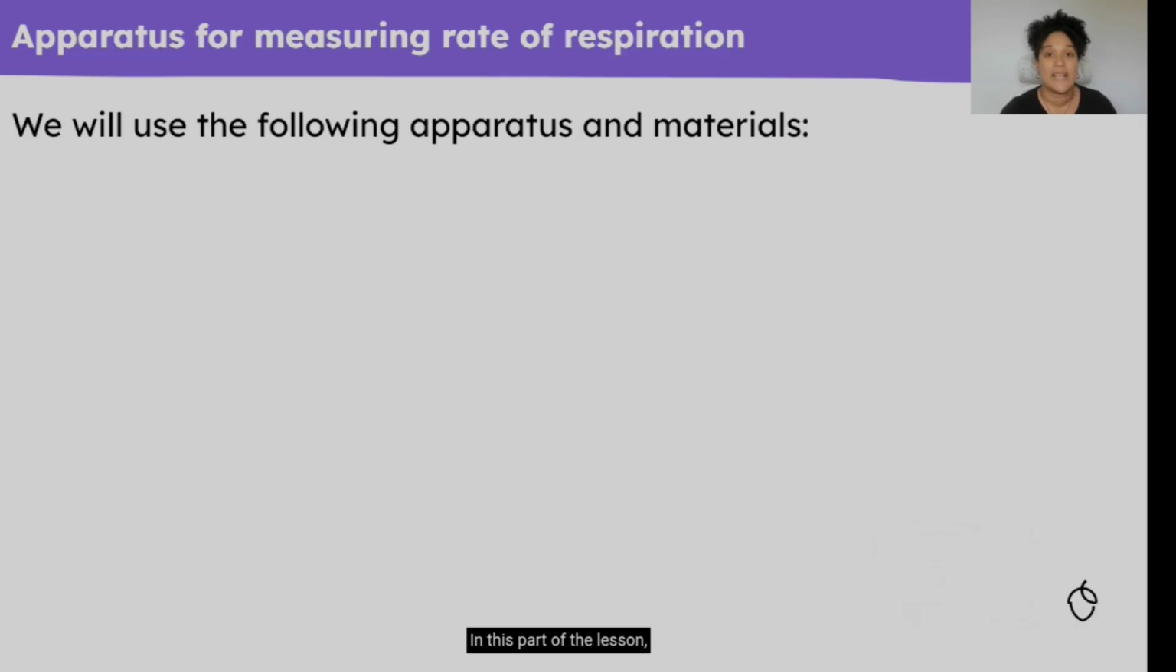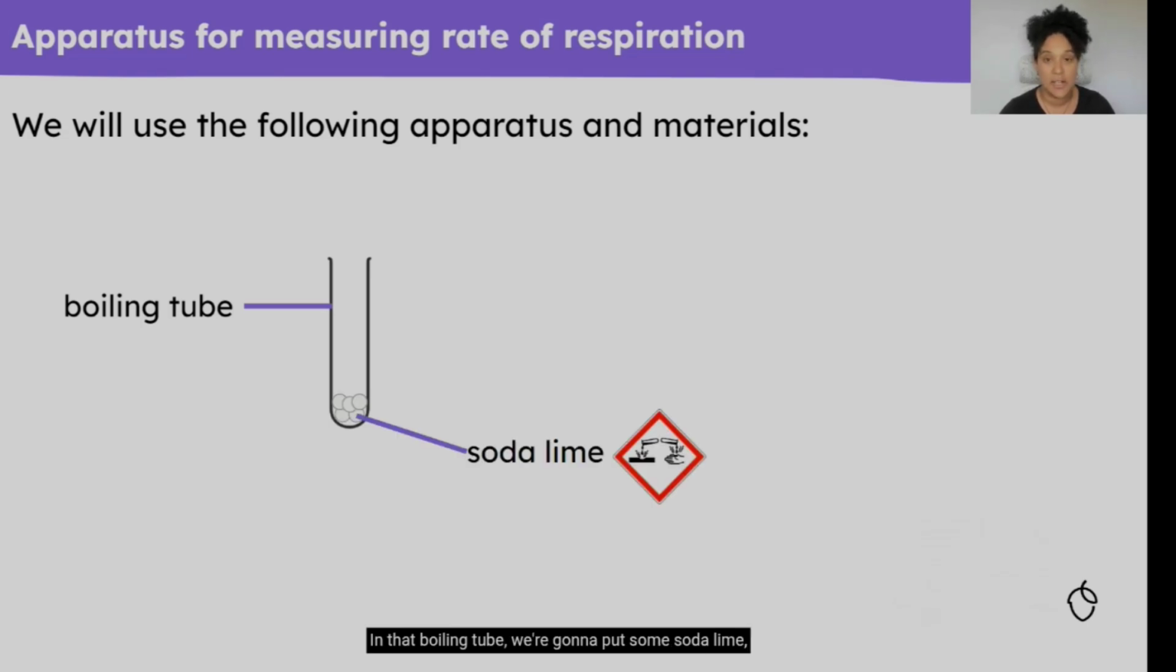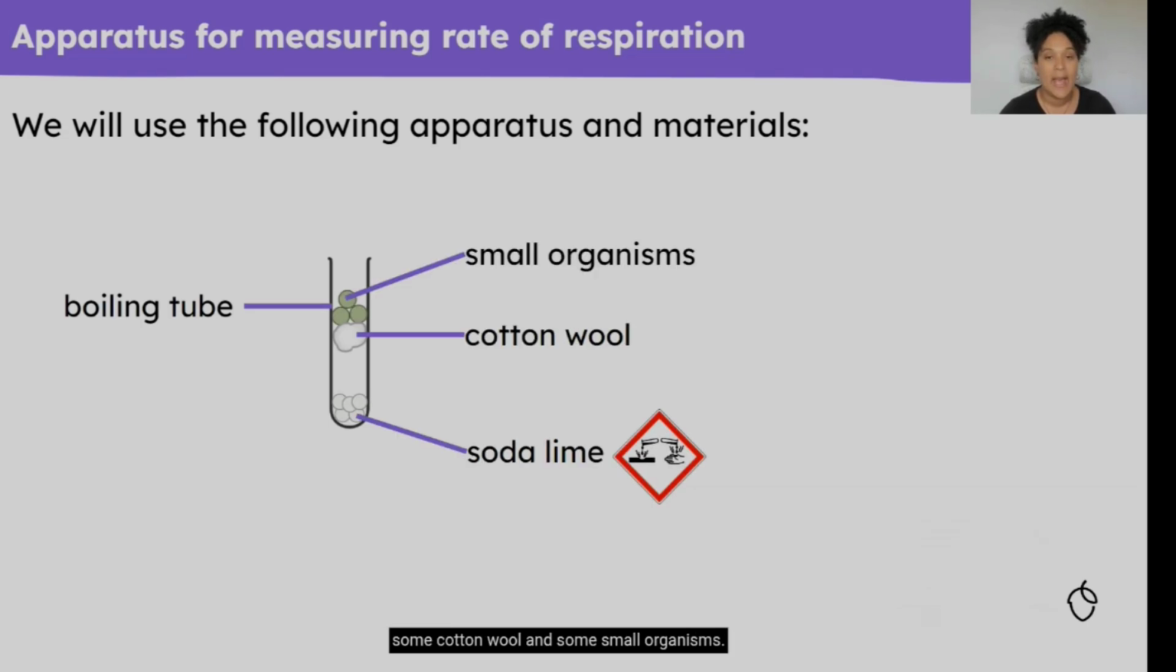In this part of the lesson, I'm going to introduce you to the apparatus and materials that we need in order to carry out the practical. So we start with a boiling tube, and in that boiling tube we're going to put some soda lime, some cotton wool, and some small organisms.